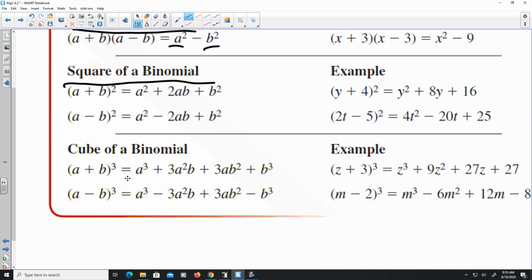So what that means is when you're looking at a cube of a binomial, a plus b quantity cubed is actually going to be a cubed plus 3a squared b plus 3ab squared plus b to the third. Same thing goes for the subtraction. The only difference is there's subtraction here and there's subtraction here. The reason why that comes into play is we can expand that cube and solve it from there.